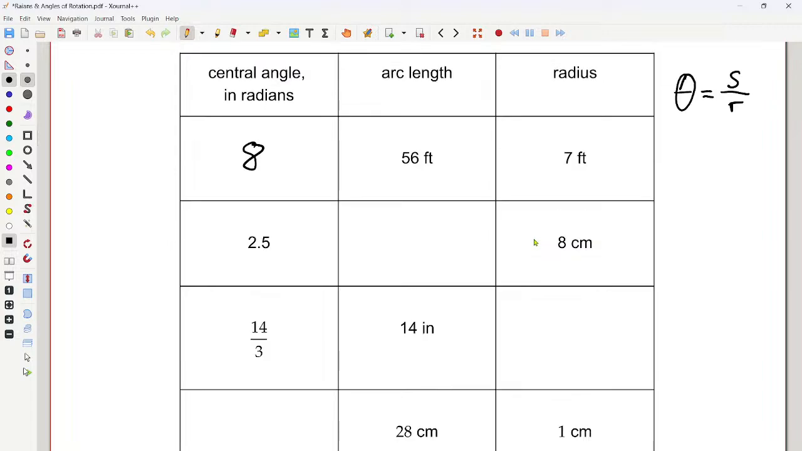All right, new information. Now we have 2.5 given to us, 2.5 radians. So I'm going to substitute that in for theta. I don't know arc length, so I'll keep it S, and I'll substitute in the radius of 8. And now we just have a pretty simple algebraic equation. What do we do to both sides to get S isolated? Multiply by 8, pick up a calculator, and you would find 20. And this does have a unit, centimeters, since we're using centimeters.